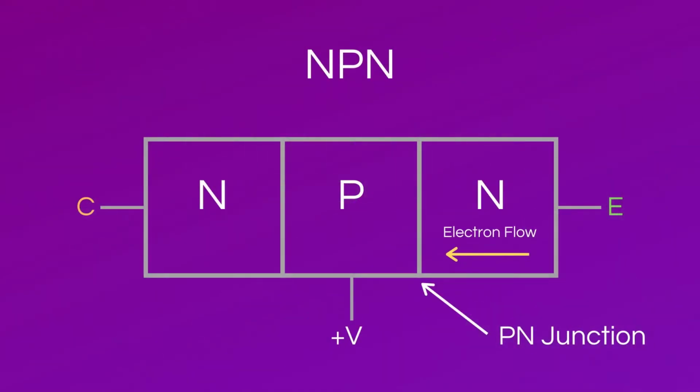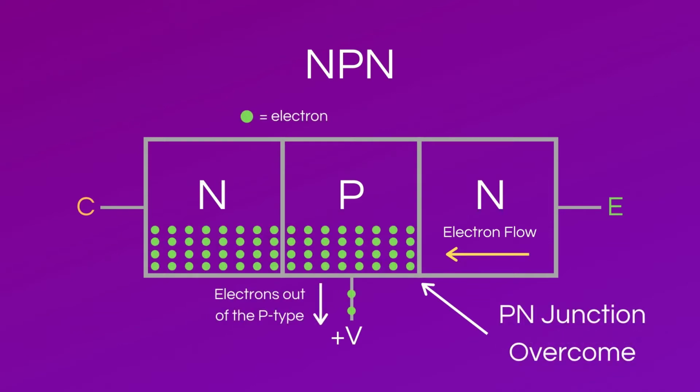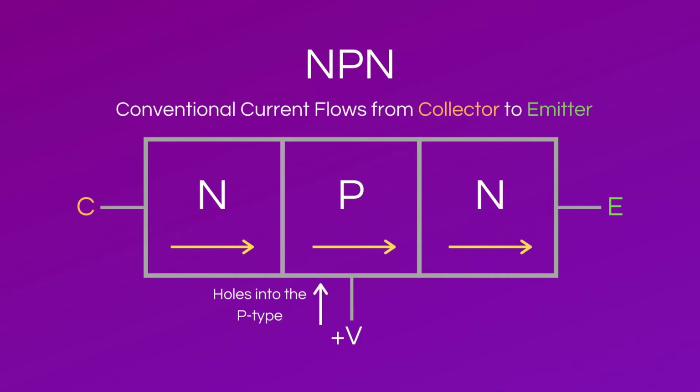When a more positive voltage is placed on the base compared to the voltage at the emitter, electrons are attracted to the base voltage, causing them to overcome the PN junction. Once the PN junction is overcome, some of the electrons flow into the base, but most of them flow into the collector, causing electron flow from the emitter to the collector. As electronic diagrams often show conventional current, it is important to note that conventional current in an NPN BJT flows from collector to emitter.